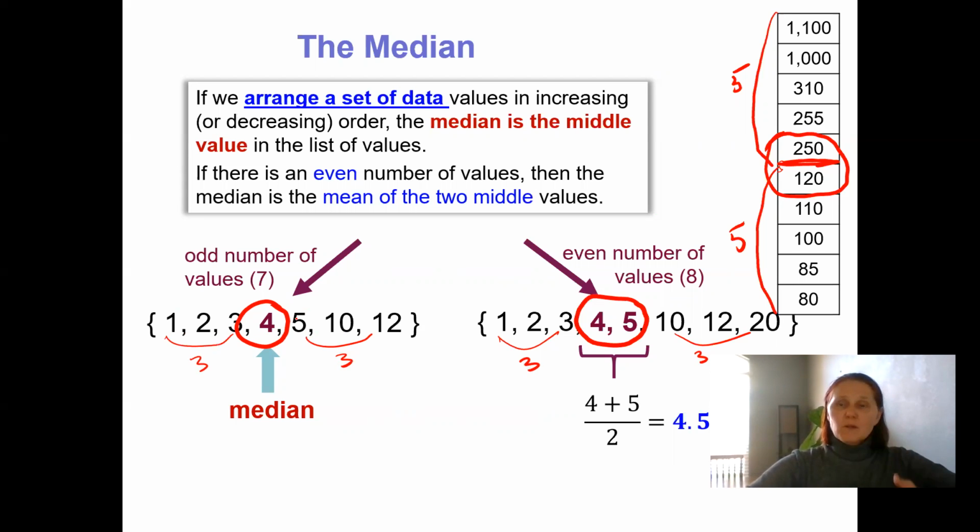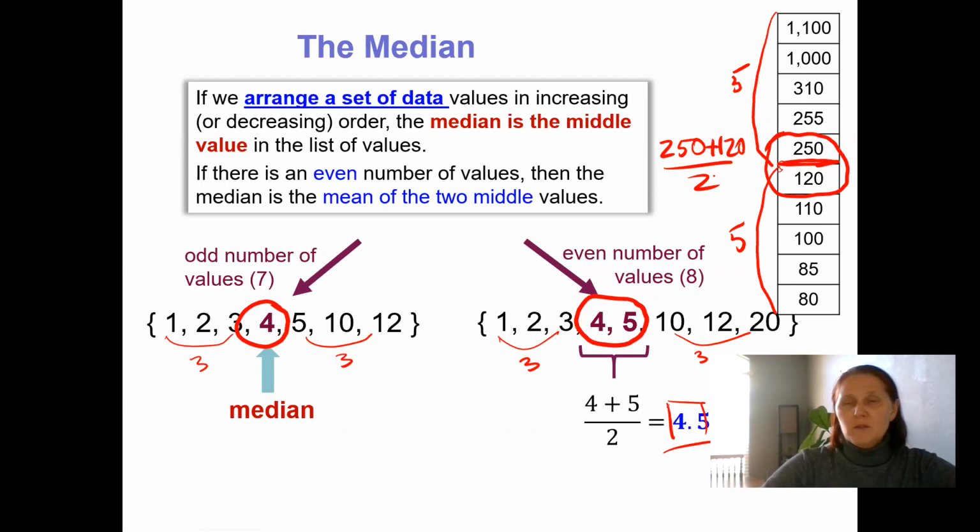The median is the number or the value that is situated in the middle in the arranged data set. It is important that the values are arranged. And when we have these two values, we find the mean of these two values. We add them and divide by 2. So the median of the data set will be 250 plus 120 divided by 2.